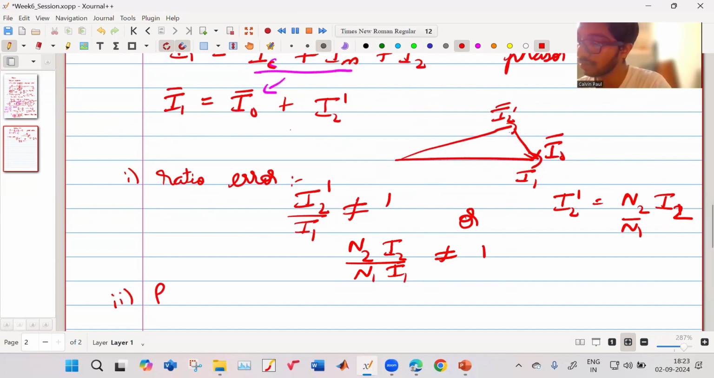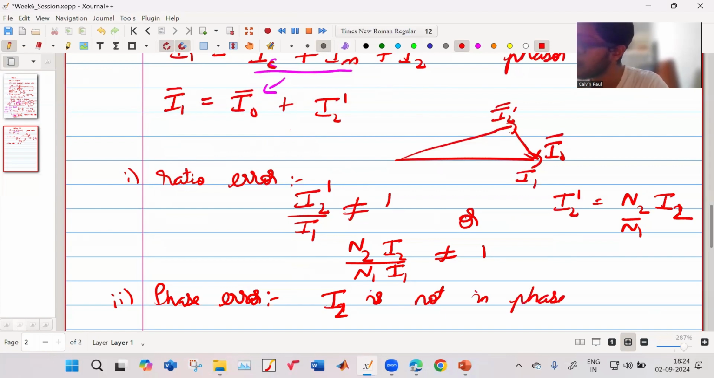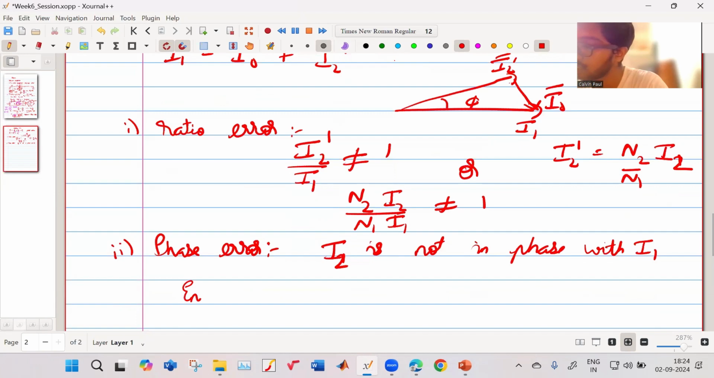Second is known as the phase error. What is the phase error? It says that I2 is not in phase with I1. There is a certain phase shift, and this phase shift is not good, because this phase shift will create a problem when we do something known as energy or power measurement. This will result in error.